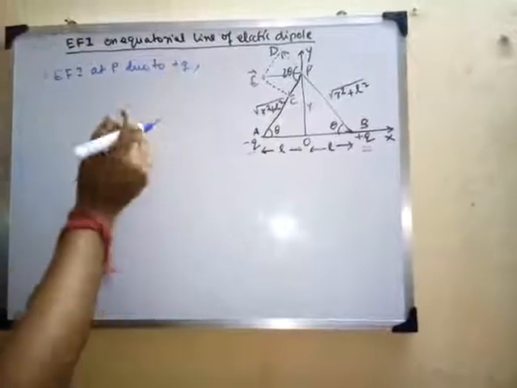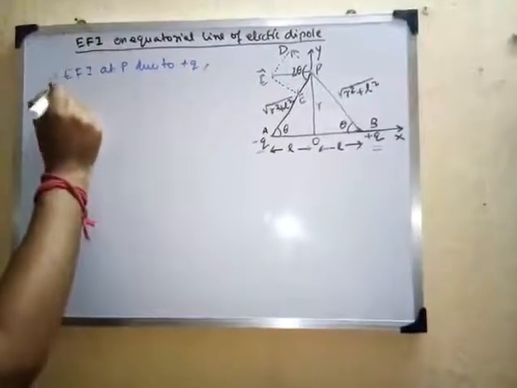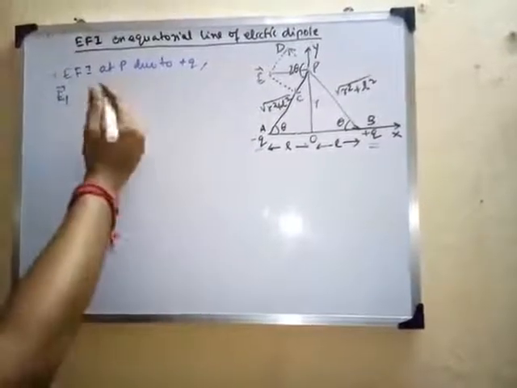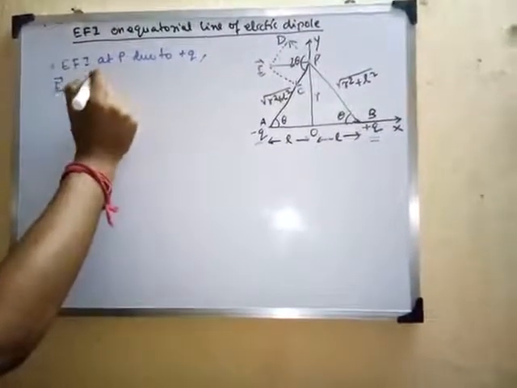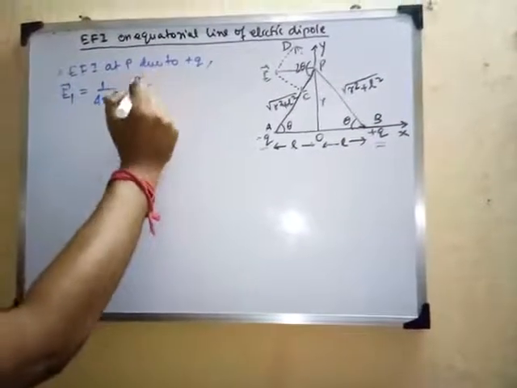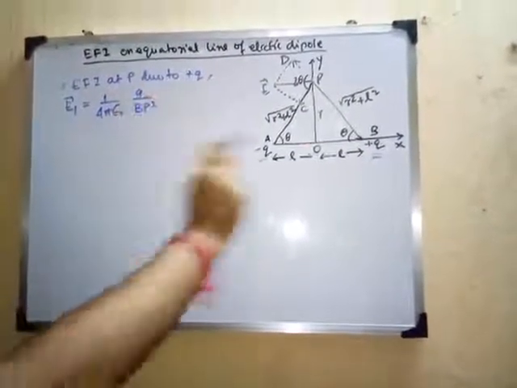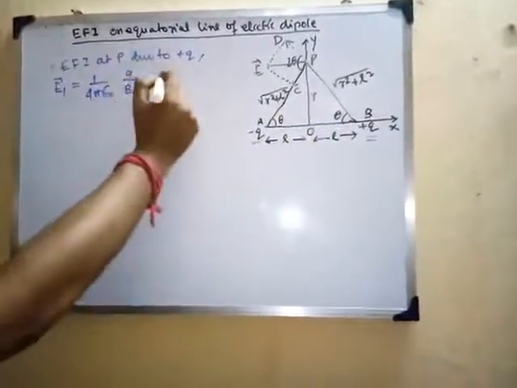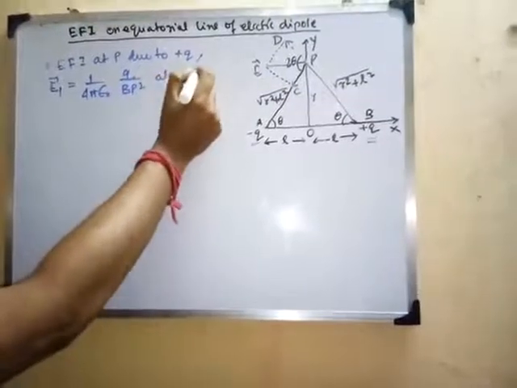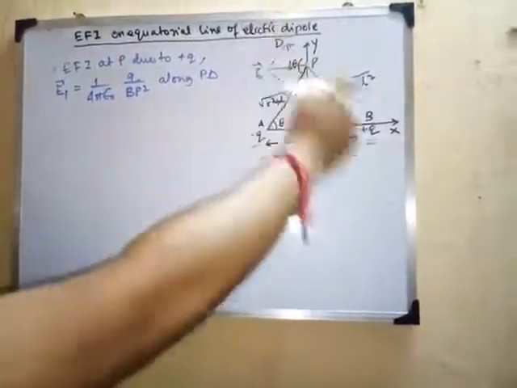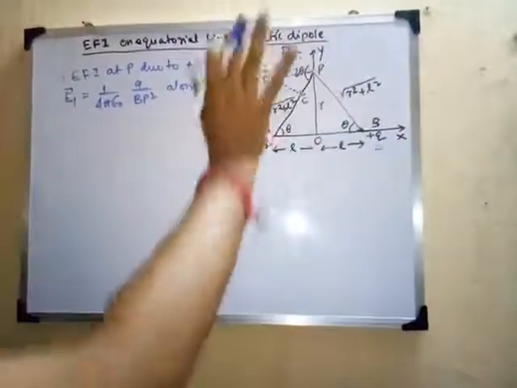Okay, so we'll call this E1. Next we will call this E2. First find out E1. This will be equal to 1 by 4 pi epsilon naught Q by BP square, right? Since this point is B and this is P, we say BP square, and this is along PD, that is, along PD. This is the extension of the line BP, or PD, whatever you can say.